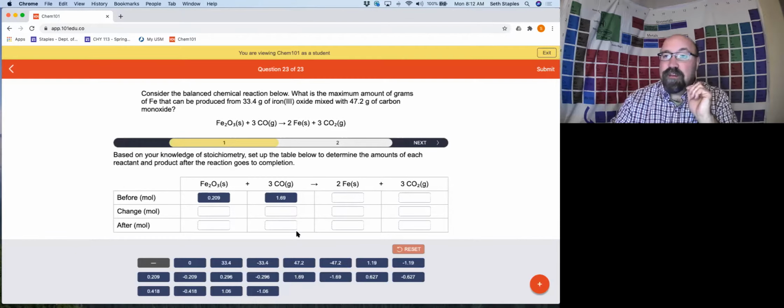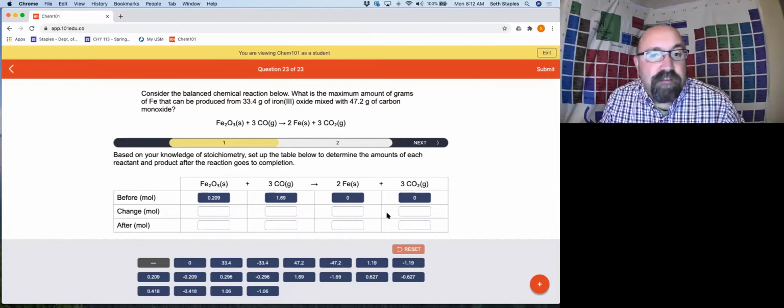You'll note, and this is another key for stoichiometry problems, that in this first conversion, I'm paying no attention to my stoichiometric coefficients. Those I'm not paying attention to whatsoever at this point. I'm just simply converting grams to moles in the same way that we've done multiple times at this point. And so we just take our 33.4 grams, convert that to moles, our 47.2 grams, and convert that to moles. Now, before the reaction starts, I have no products. And so I'm going to have 0 here for both of my products.